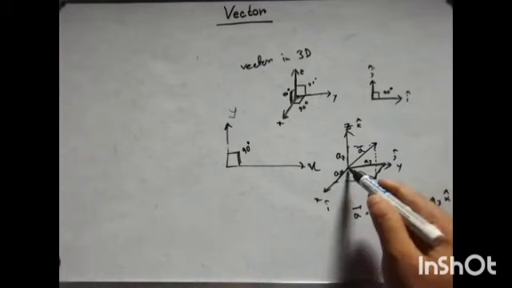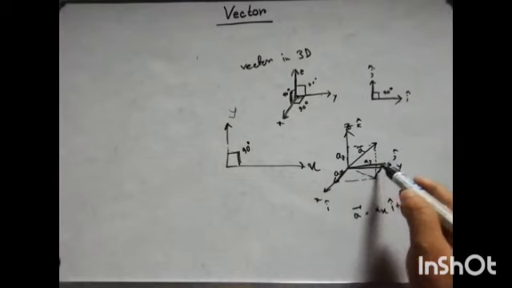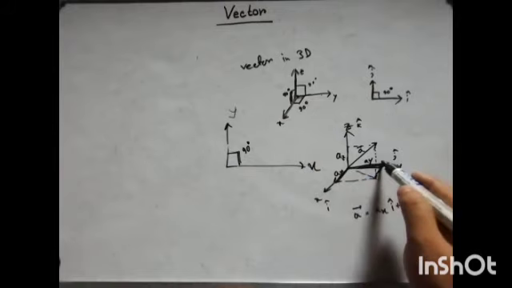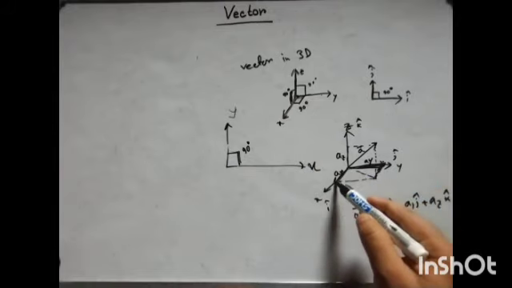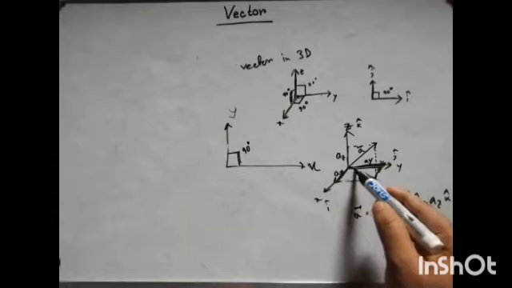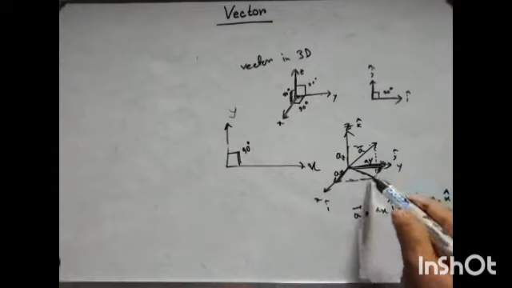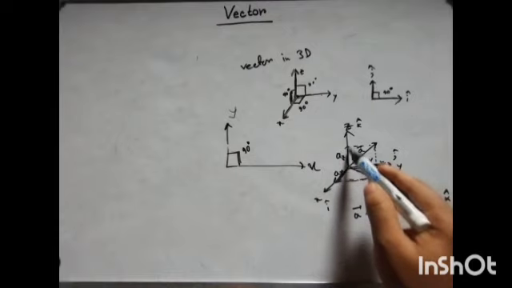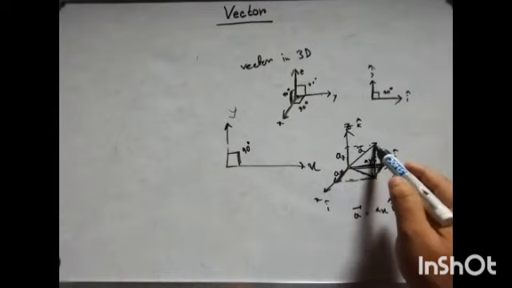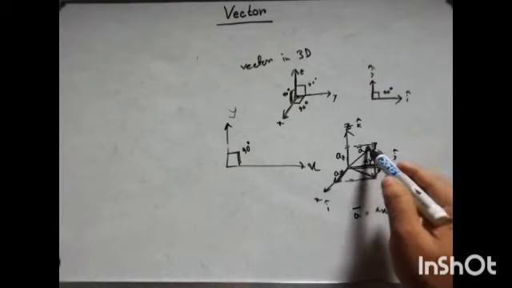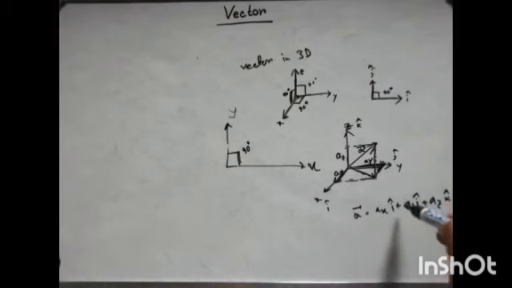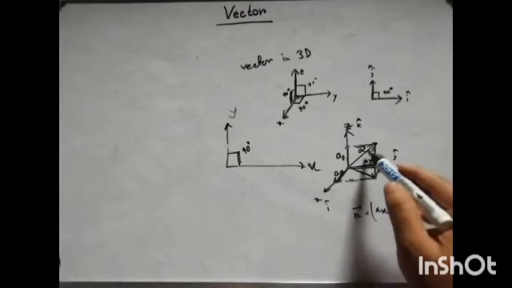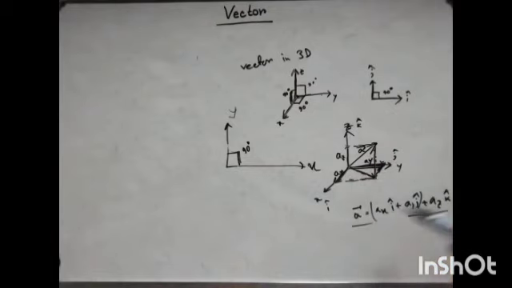First if you add this ax vector and ay vector, then ax i cap plus ay j cap, with the parallelogram law you will get this vector. Then if you add this az k cap, with this you will get the vector a.